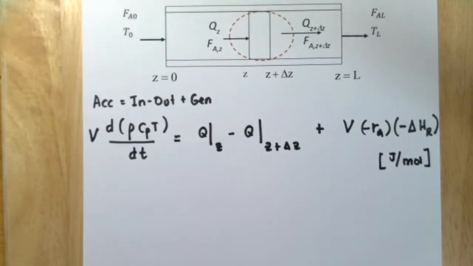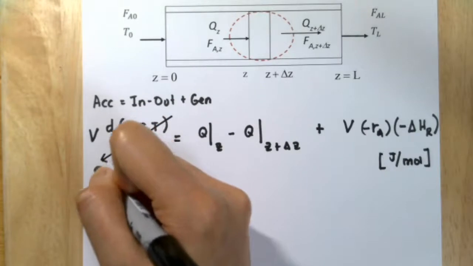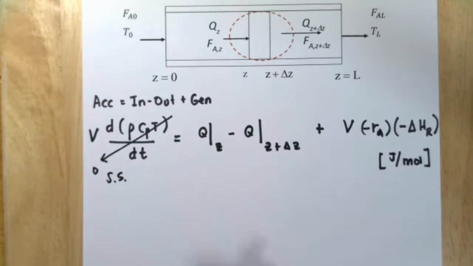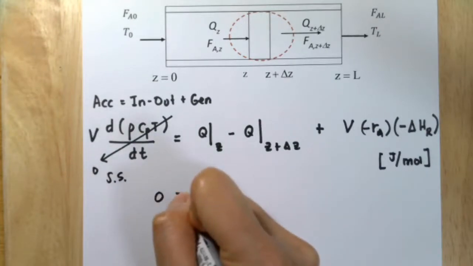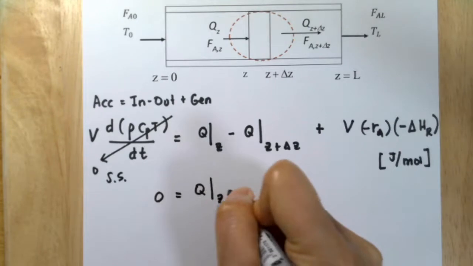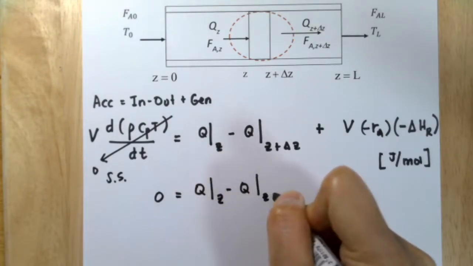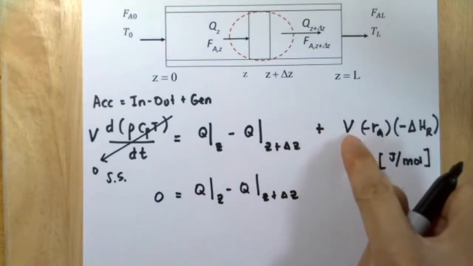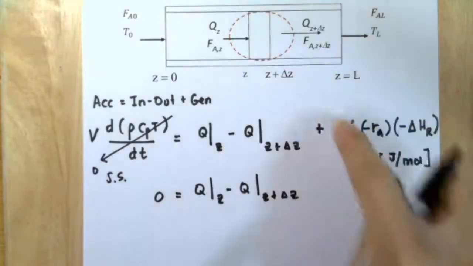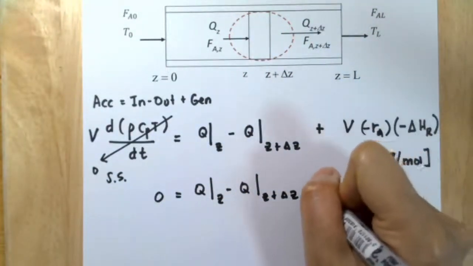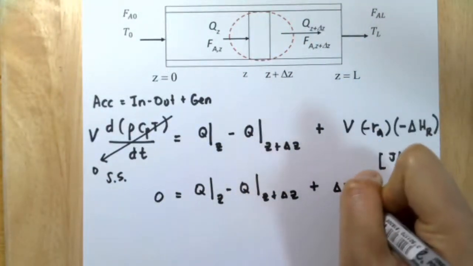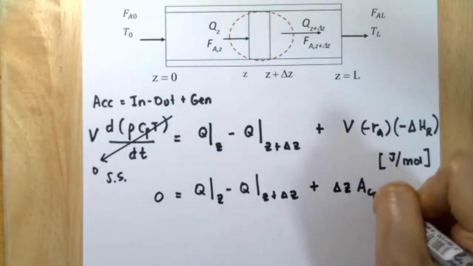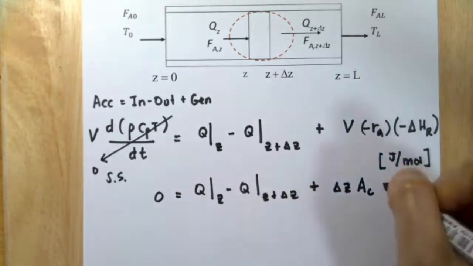Okay, so we can drop this term because of our steady state assumption. So we'll have 0 is equal to Q at Z minus Q at Z plus delta Z. And now, as we did in our material balance, we can define the volume of the control volume in terms of its dimension. So we have plus delta Z, the length of the control volume, times the cross-sectional area. That would give us the volume of the control volume.